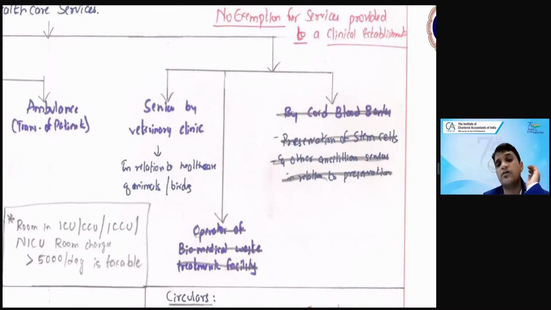Even if ICU room charges more than 5,000, is it taxable? No. If ICU room charges more than 5,000, there is no limit. It is exempted. Normal room charges, if it is more than 5,000, then it is taxable. Because I'll just tell you the wordings, what is being used. It says, nothing in this entry shall apply to the services provided by a clinical establishment by way of providing a room other than an ICU, CCU, and ICU, having room charges exceeding rupees 5,000 per day to a person receiving healthcare services. It says, other than ICU. So normal room charges, if it is more than 5,000, then it is taxable.